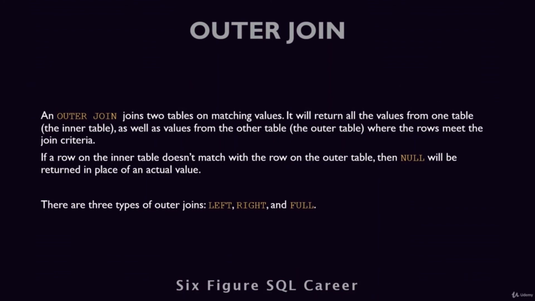An outer join joins 2 tables on matching values. It will return all the values from one table, the inner table, as well as values from the other table, the outer table, where the rows meet the join criteria. If a row on the inner table doesn't match with a row on the outer table, null will be returned in place of an actual value in my outer table columns. There are 3 types of outer joins: left, right, and full.